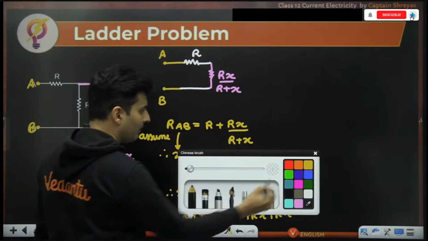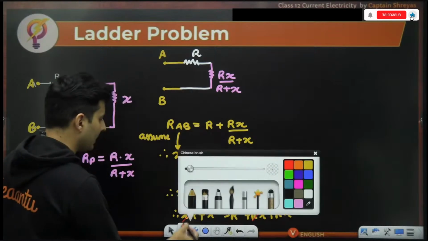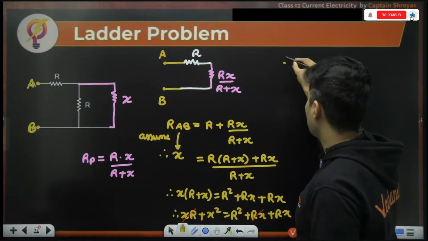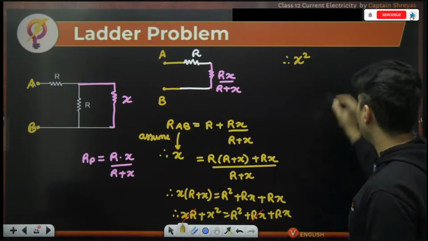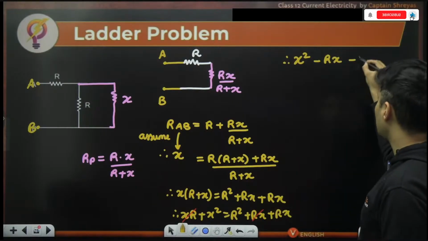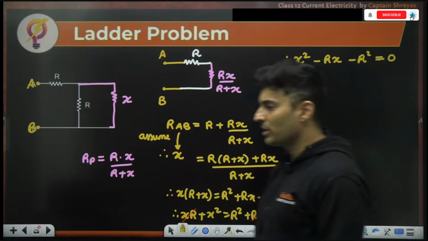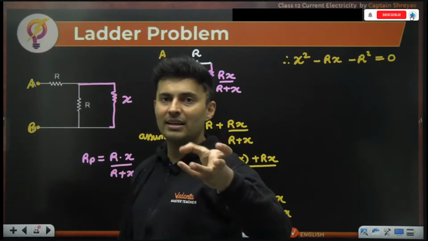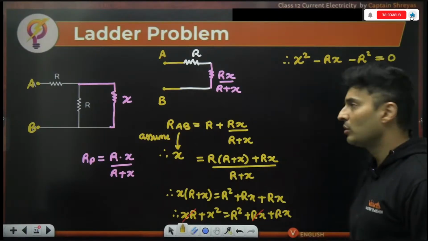Well, a couple of things get cancelled, like this XR and this Rx, of course. So here X square is there, so it looks like a quadratic equation to me. X square I keep as it is, bring that Rx on this side, so minus Rx, and bring this R square also on the other side, equal to 0. It's obviously a quadratic equation. Can you see that? So usually these infinite ladder questions are going to be quadratic equations to solve.